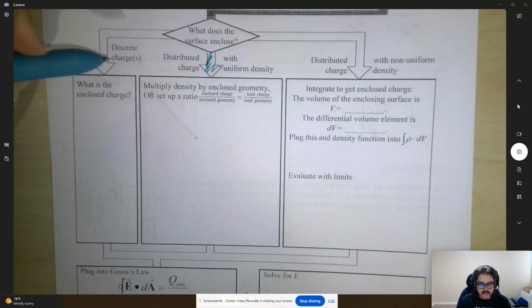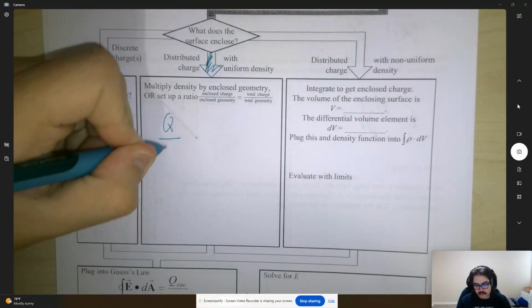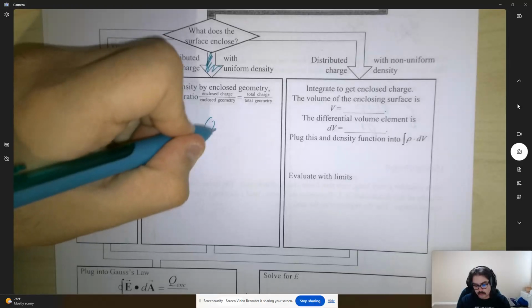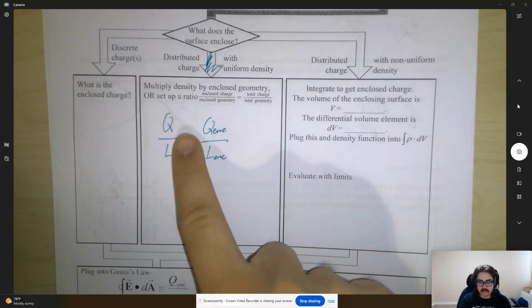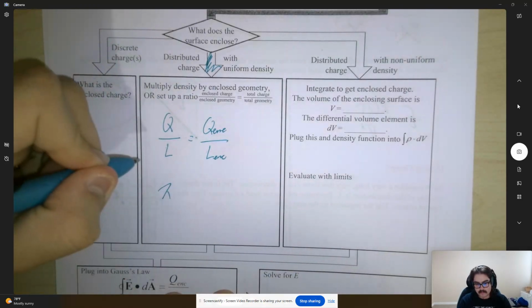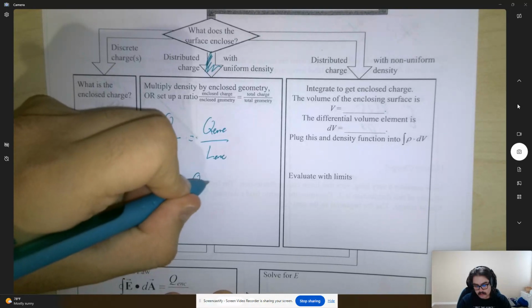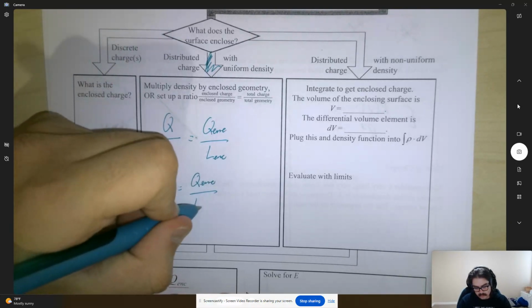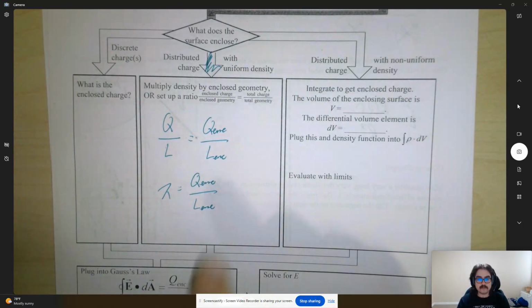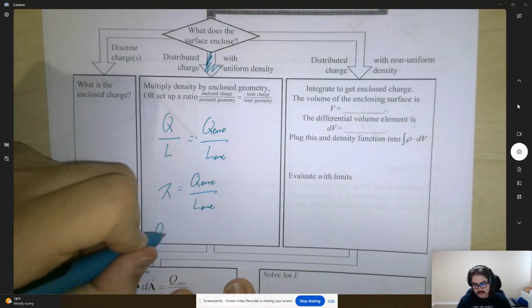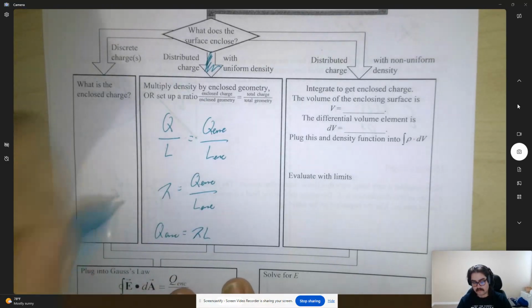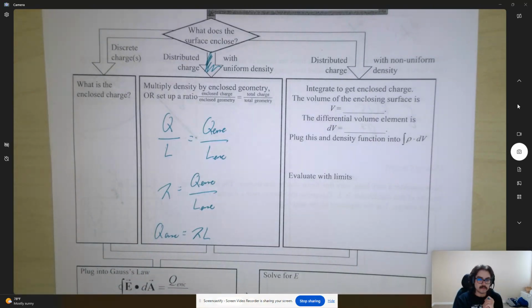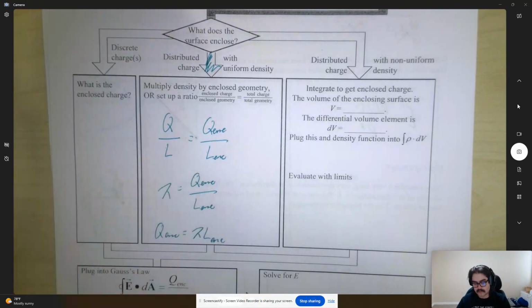If I do this, it's going to be total charge over the total length equals the enclosed charge over the enclosed length. Well, charge over length is just lambda. The charge density equals the enclosed charge over the enclosed length. So if I want to get enclosed charge by itself, all I have to do is multiply: Q enclosed is equal to lambda times L. That's all I have to do. And L would technically be the enclosed L as well.